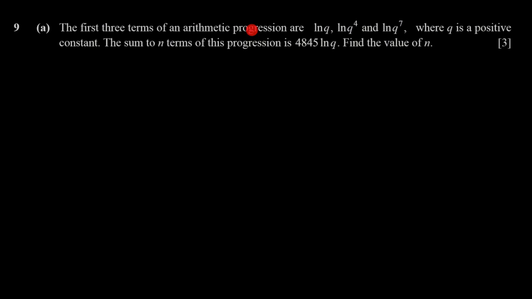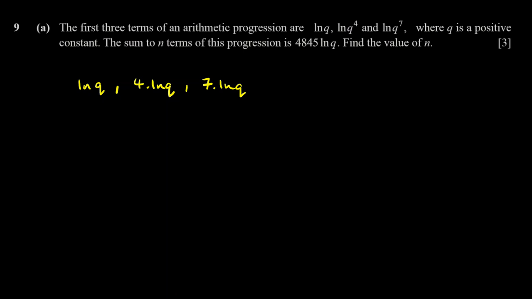Well, since we've got an arithmetic progression, what we want to do is find the first term and the common difference. Now, what I would suggest you do is rewrite these using the logarithm rules, right? So the first term is ln q. But the second term, instead of writing it as ln q to the power of 4, we can write this as 4 times ln q. And similarly, the third term is 7 times ln q.